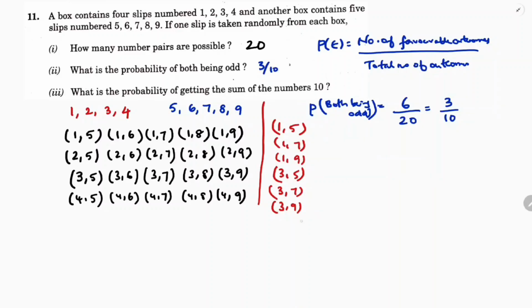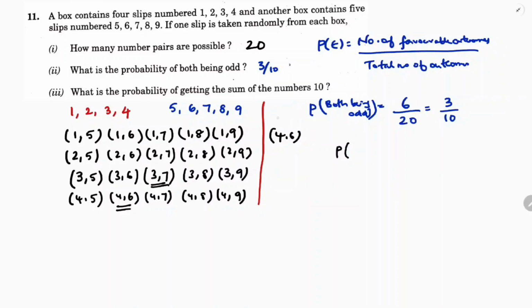And the last one, if you see, the probability of getting the sum of the numbers 10. So not at least. Find the probability of getting the sum of the numbers 10. So if we add, we should get 10. So here 4 and 6, and we have 3 and 7, 4, 6. Otherwise you can try in order.